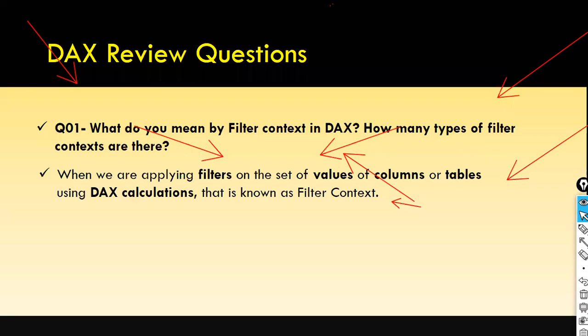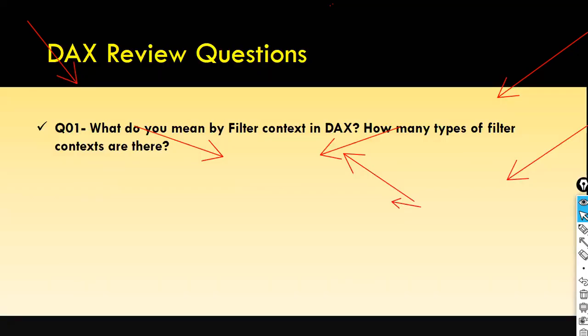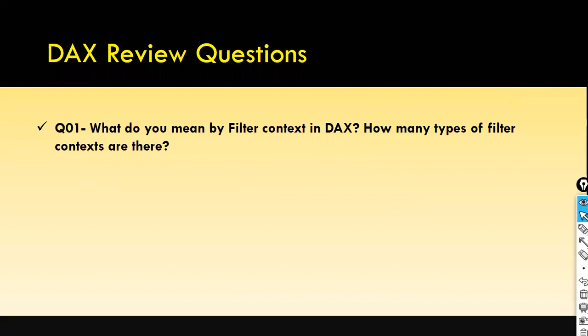Okay. So what do you mean by filter context? How many types of filter contexts are there? All of you please respond like Pooja, so that you don't have to revisit again. You don't have to spend time preparing for this. So what do you mean by filter context? How many types of filter contexts are there?